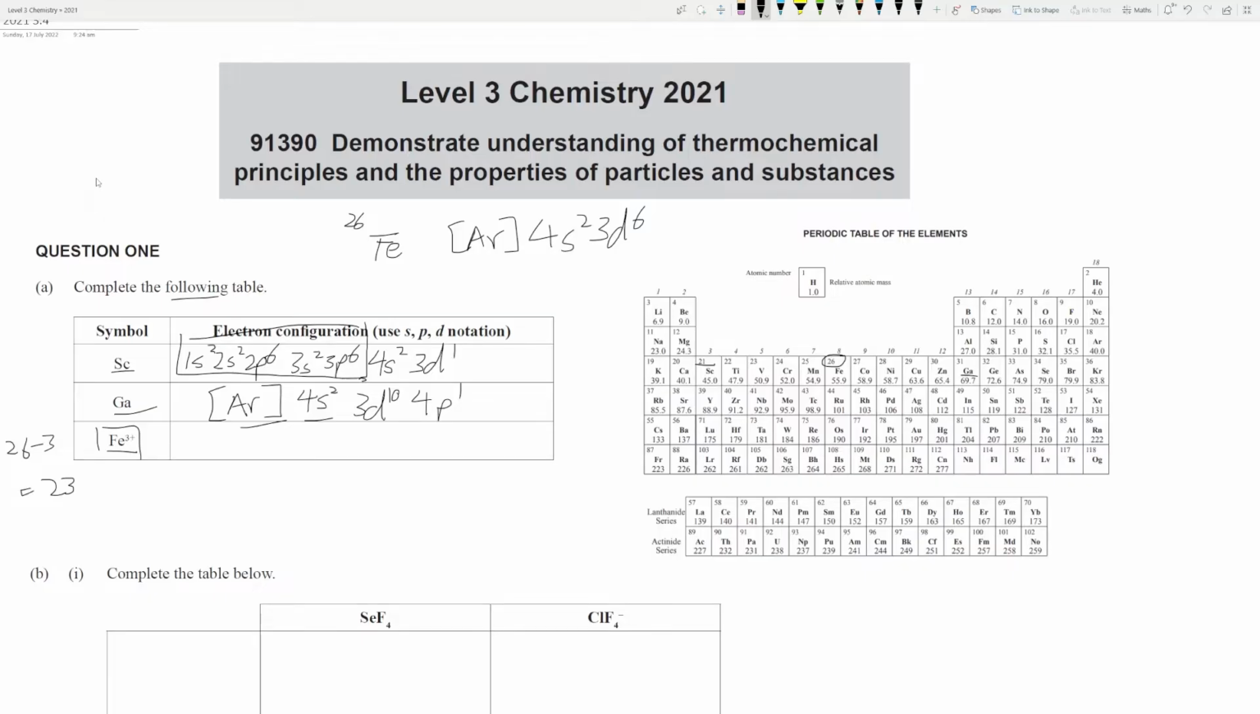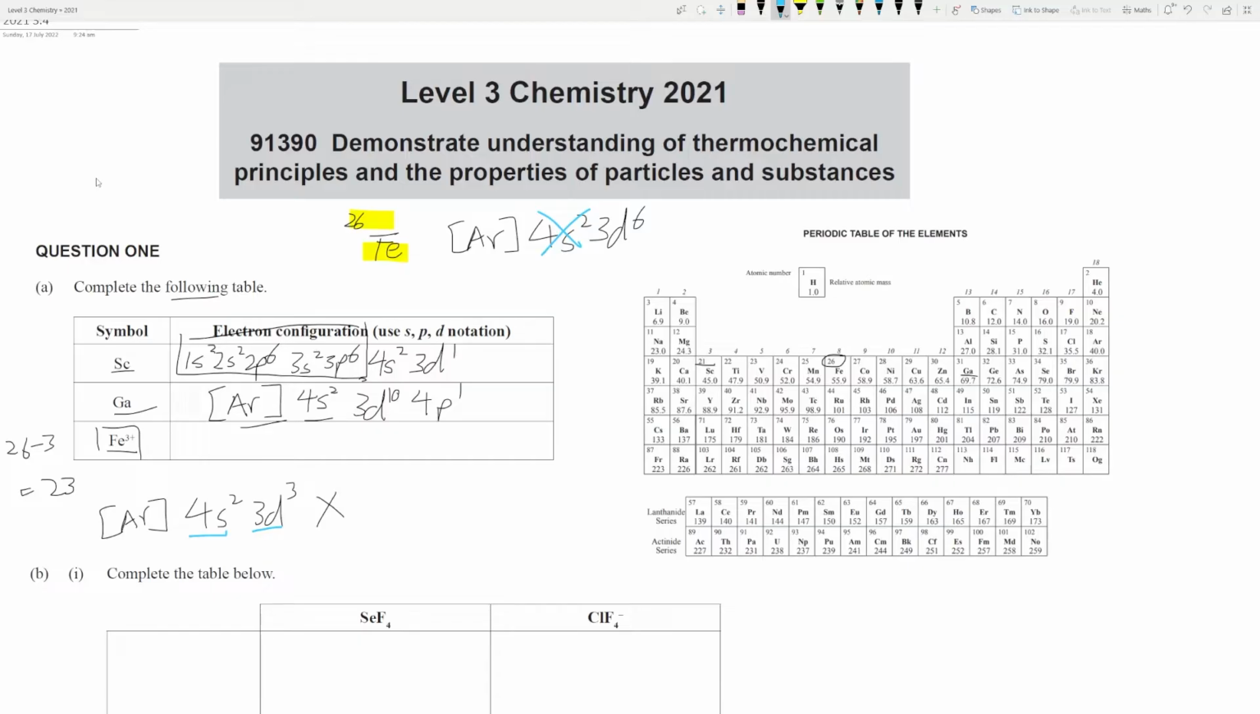If you did it that way, you would have got argon 4s2 3d3, and if you did it like that, then this is wrong, because that's not the correct order. So what you need to understand is that you need to do the Fe first, and then you need to eliminate 3 electrons. So remember, when we're adding electrons, the 4s is added before 3d, but when we're removing electrons, you remove the 4s also before 3d.